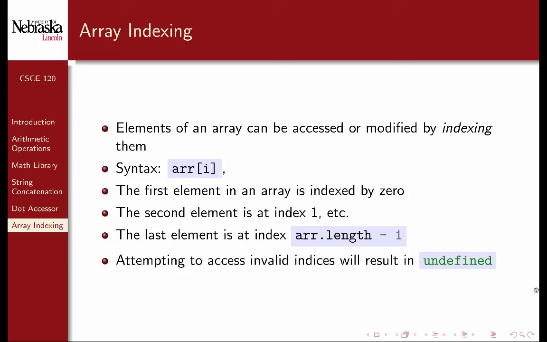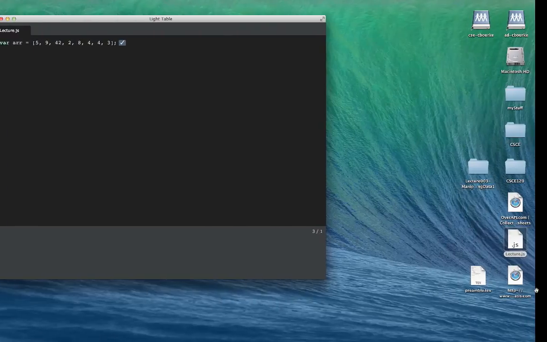Elements of an array can be accessed or modified by indexing them. To do this, we simply take the name of the array and follow it with a square bracket. Inside the square brackets, we provide the index for the element that we want to access. The first element is indexed by 0. The second element is indexed at 1, etc. So the last element is indexed at array.length -1. Attempting to access invalid indices may result in undefined operations.